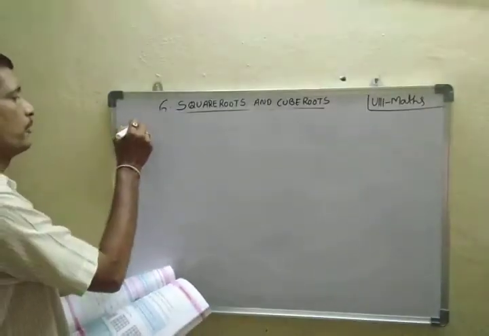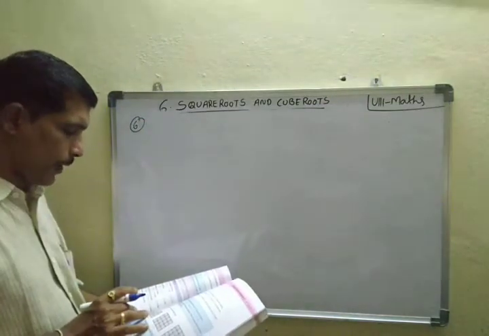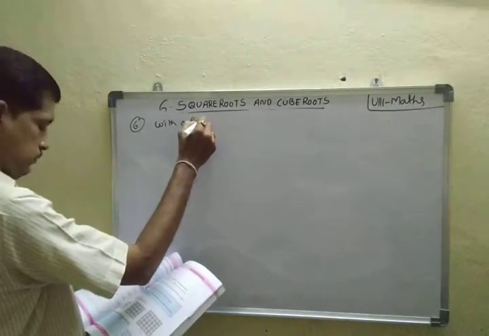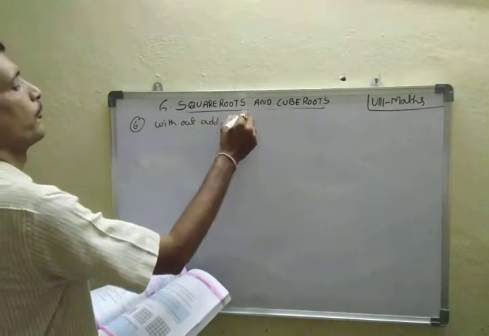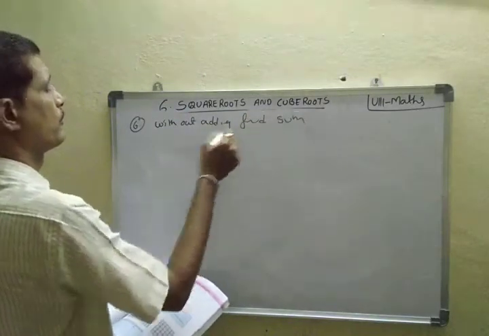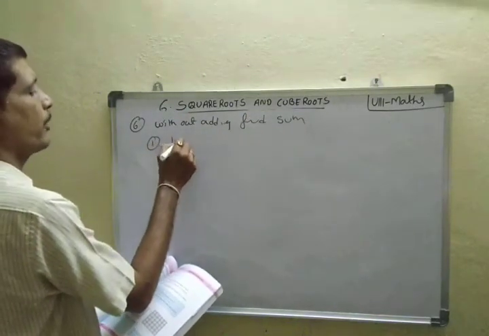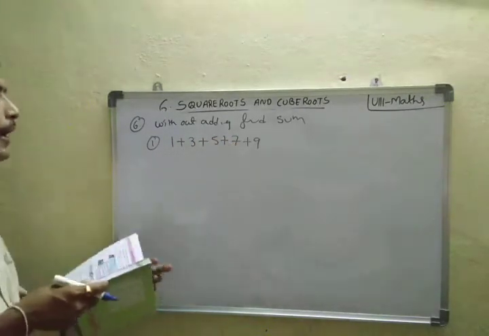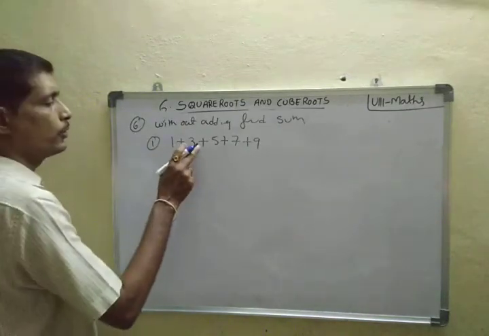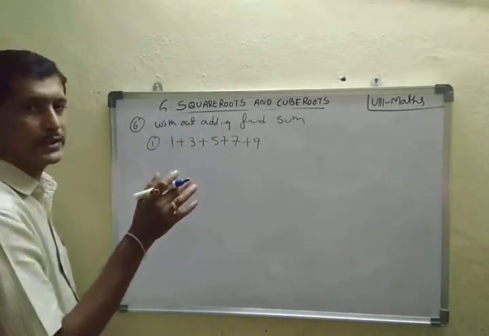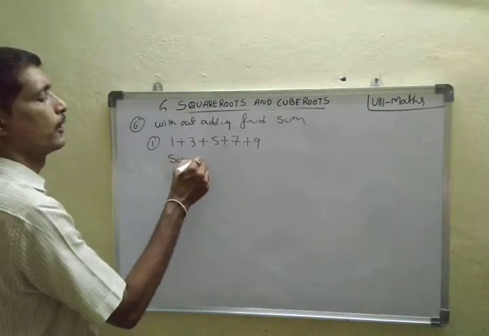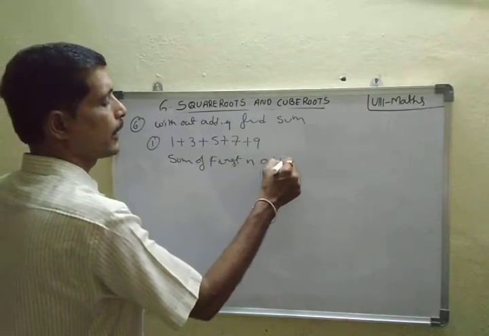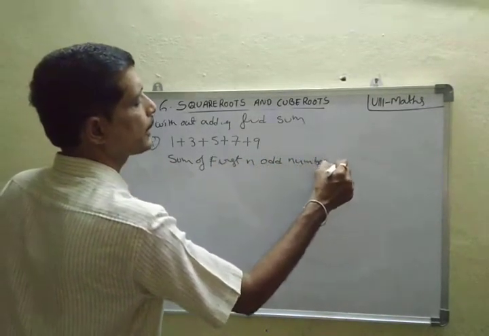Here, the sixth one. Without adding, find the sum of the following. 1 plus 3 plus 5 plus 7 plus 9. These are all odd numbers only. See here, 1, 2, 3, 4, 5, a total of 5 numbers. The sum of the first n odd numbers equals n square.